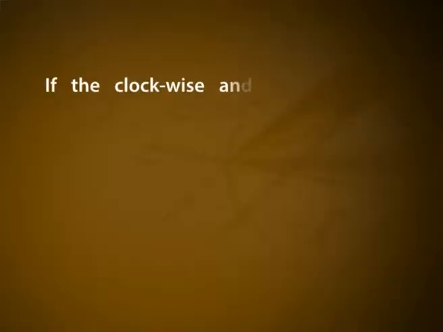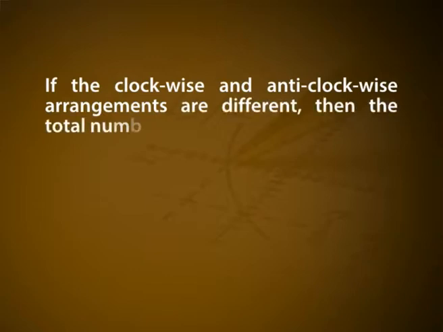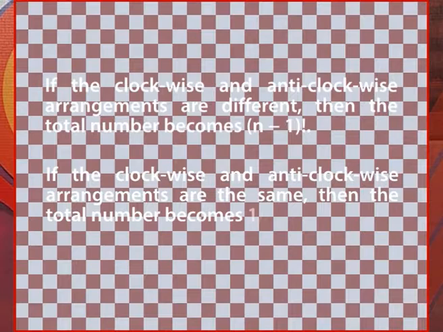The circular permutation itself consists of two types. If the clockwise and anti-clockwise arrangements are different, then the total number becomes (n minus 1) factorial. This happens when people are arranged around a table. If the clockwise and anti-clockwise arrangements are the same, then the total number becomes half into (n minus 1) factorial. This happens when a bracelet is formed using beads or when a garland is formed using flowers.